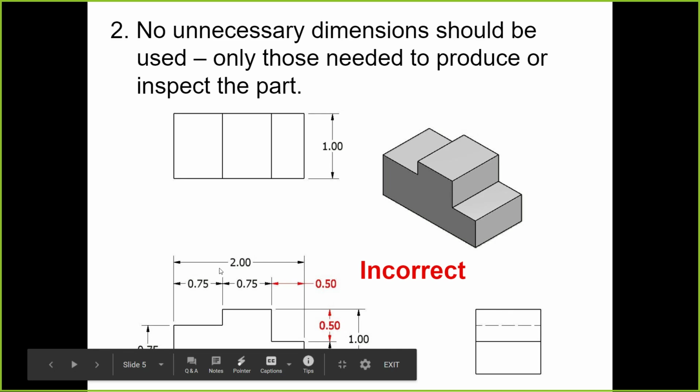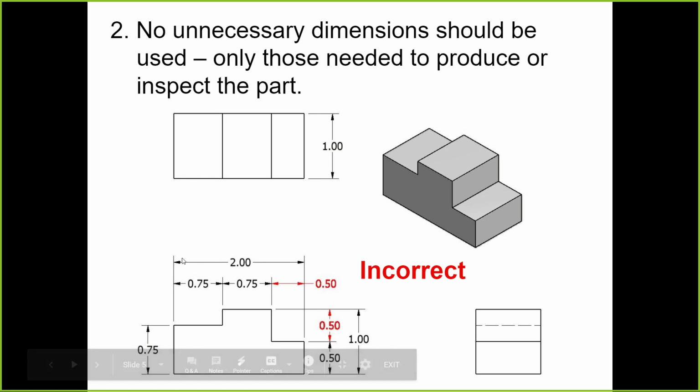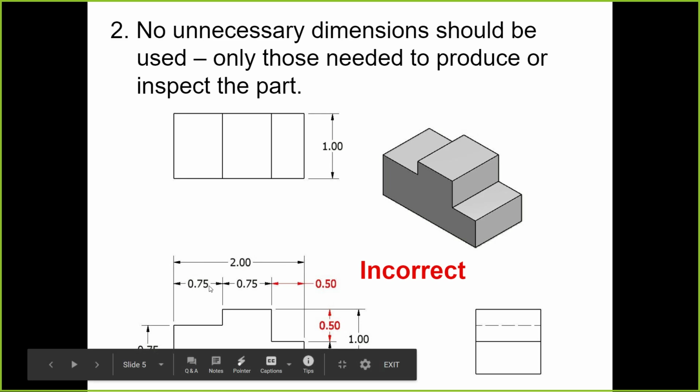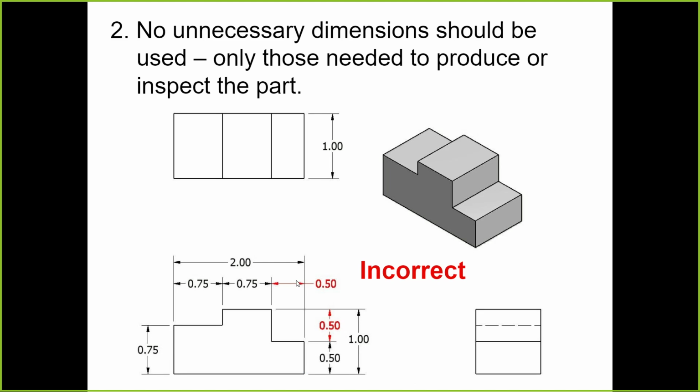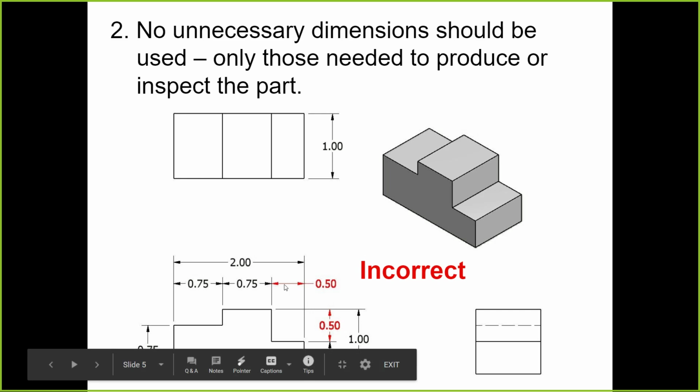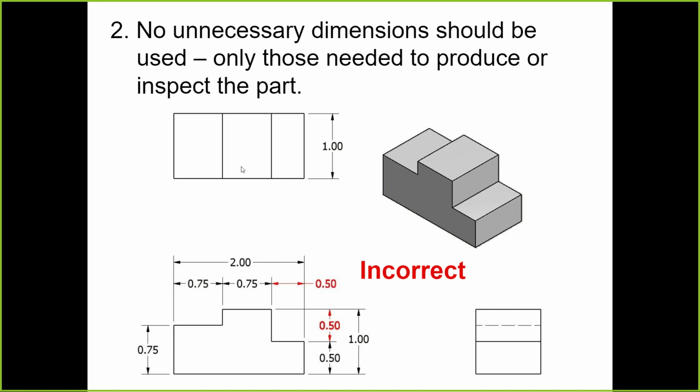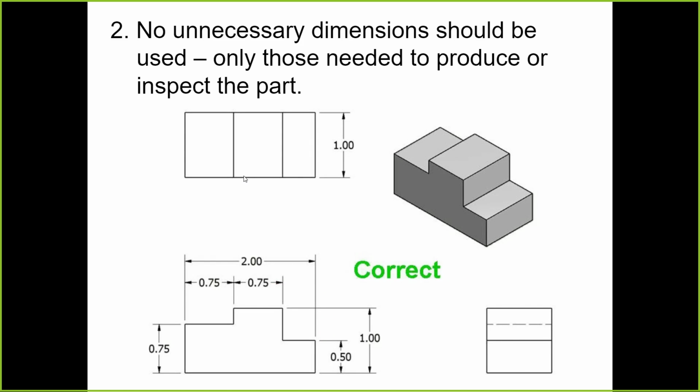I don't need that. If you've told me that this is 2 inches here, and this is 0.75 and that's 0.75, then this has to be 0.5. I don't need you to tell me that. I can do a quick math problem in my head. Alright, so you don't need to give every single dimension, even those that you can automatically figure out anyway. So that's rule number two. It's kind of similar to number one but different.